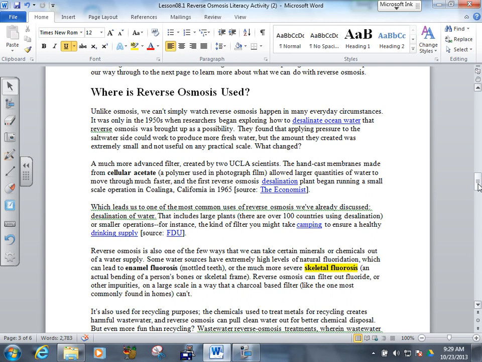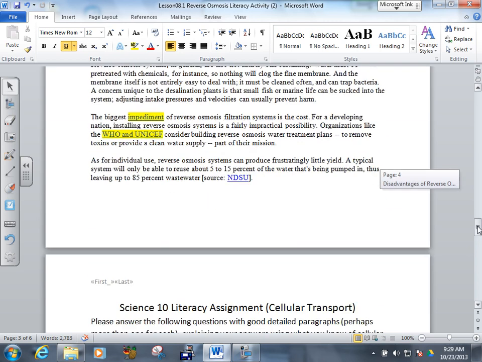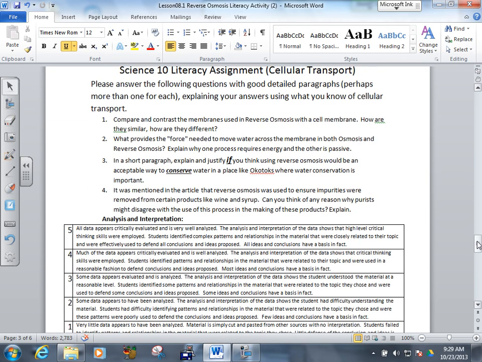All right. So when we're looking at the questions here, the 4 questions you got to answer here. Compare and contrast the membranes used in reverse osmosis. In reverse osmosis, what was the membrane made out of? Well, there's 2 materials. There was the cellulose acetate that we talked about, and one other material. We use it to keep us warm most of the time. Synthetic. Gore-Tex. Okay, Gore-Tex.